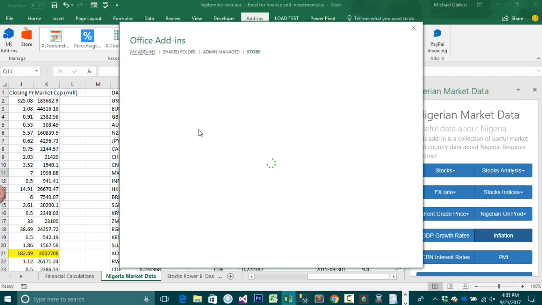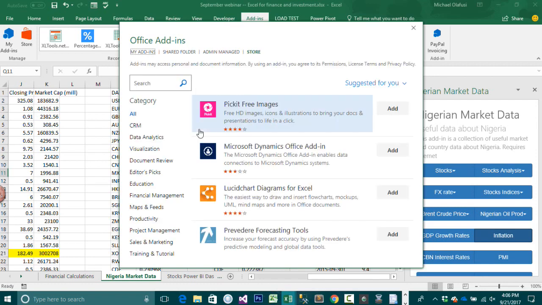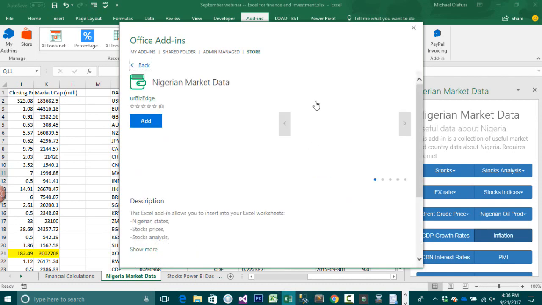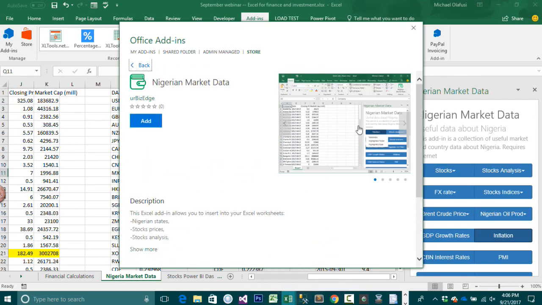Then once you click on store, you're going to search for Nigerian market data. It's going to come up in a bit. This is taking too long. While it's loading up, let me check if you have any question. Okay, no question. So you search for Nigerian market data, press enter, and you see it, then you click on it, add it, and that is it. There's even a video demonstration if you want. And that is how you install it.